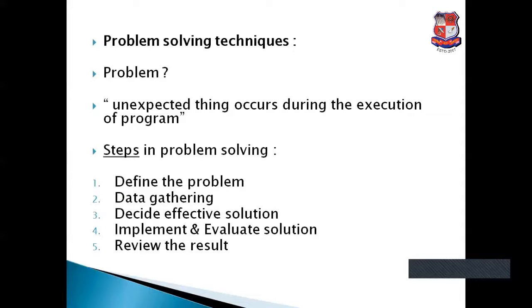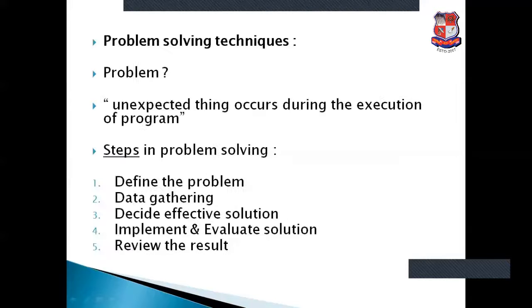Okay, next is problem solving technique. But the first question arises: what is a problem? A problem, you can say, is an unexpected thing that occurs during the execution of your program. The unexpected thing while writing the program, while debugging, while compiling, while interpreting the program. So the unexpected thing that occurs during the execution of your program is ultimately known as a problem, or you can say it is an exception.